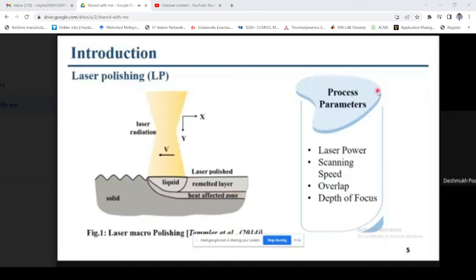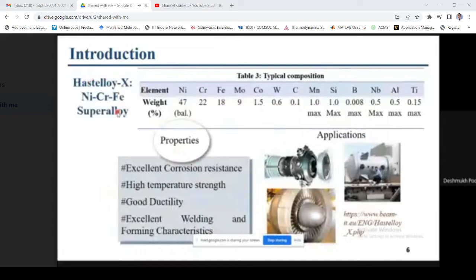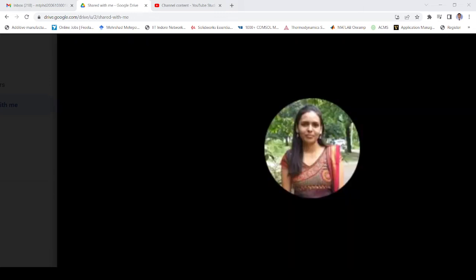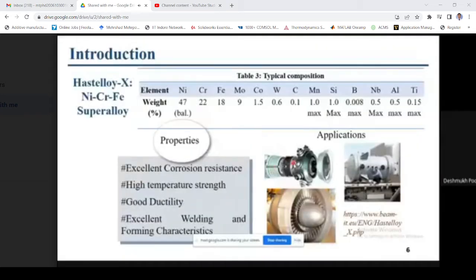The process parameters considered in the case of laser macro polishing are laser power, scanning speed, overlap, and depth of focus. My material under investigation is Hastelloy-X, which is a nickel chromium solid solution alloy with high strength and excellent welding and forming characteristics. Because of these characteristics, it is widely used for applications where high temperature sustenance is necessary. It is used for gas turbine applications, industrial furnaces, microchannel heat exchangers, and even some structural components.